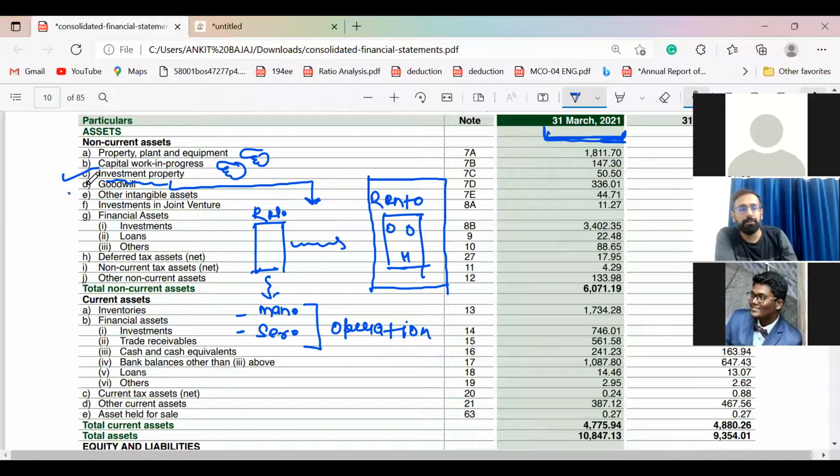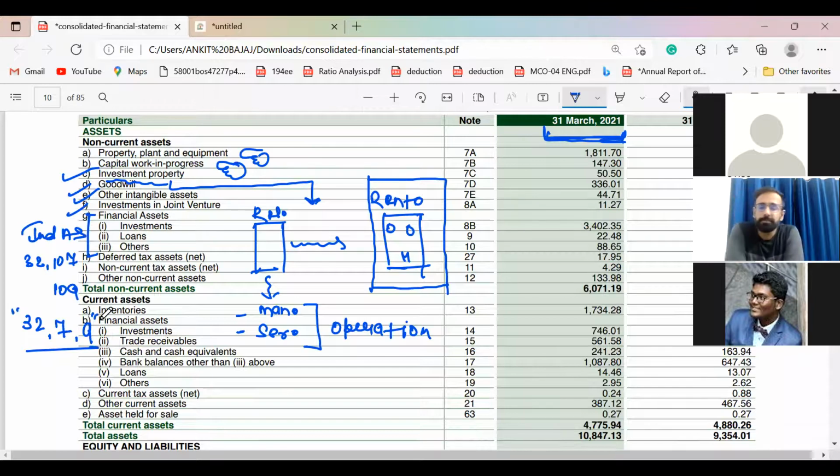Now, after that, goodwill is given, other intangible asset is given, investment in joint venture is given, then financial asset, right? There is a separate accounting standard for financial asset, that is Ind AS 32, 107 or 109, right? Generally, IFRS numbering is 32, 7 and 9. We will see the numbering and everything in the next lecture, right?